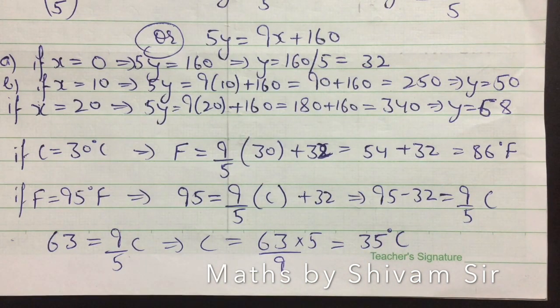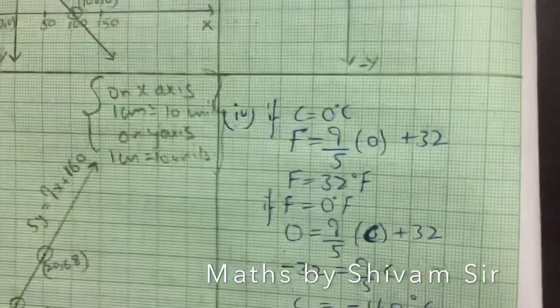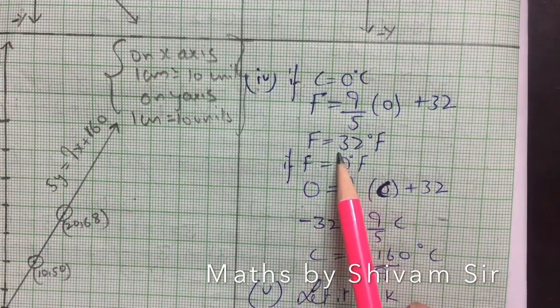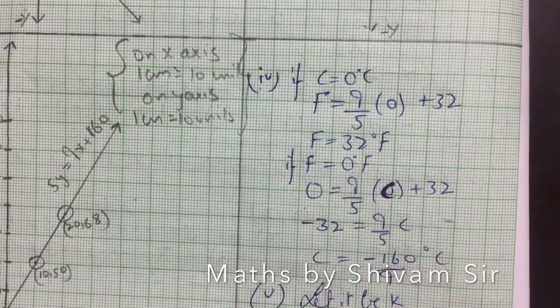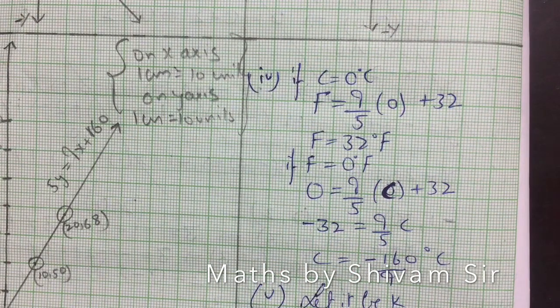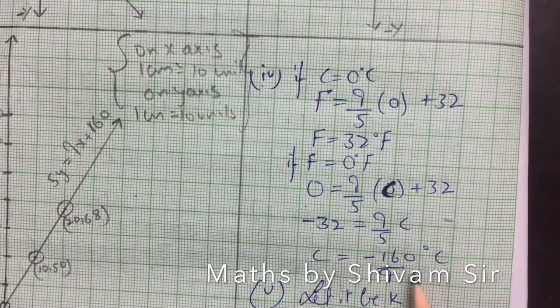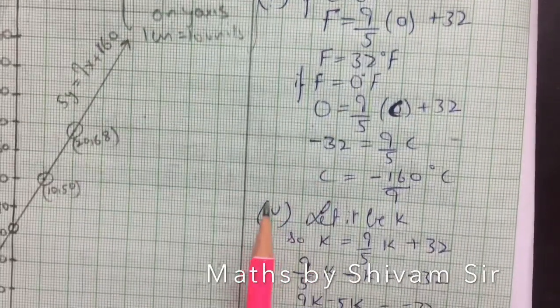Next part, fourth part. If the temperature is 0 degrees Celsius, what is the temperature in Fahrenheit? So just put C is equal to 0. When we put C is equal to 0, the Fahrenheit temperature will be 32 degrees Fahrenheit. If the temperature is 0 degrees Fahrenheit, find the temperature in Celsius. So put F is equal to 0 now. So the Celsius value will be minus 160 upon 9 degrees Celsius.